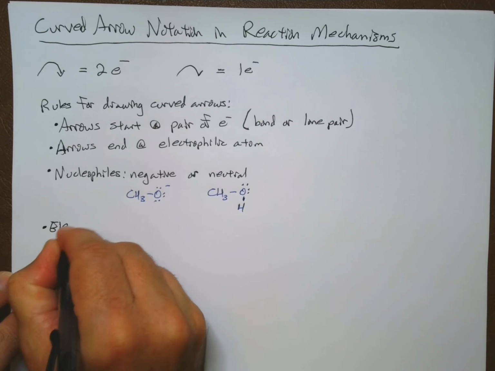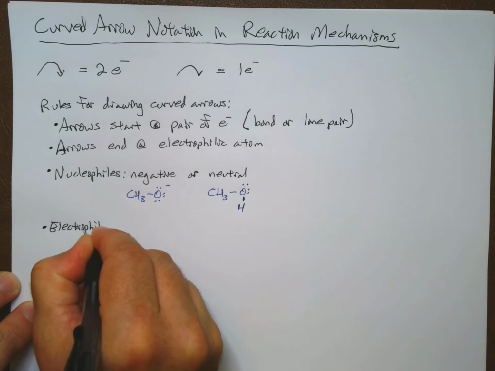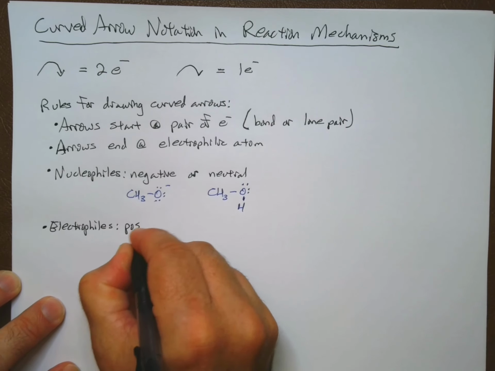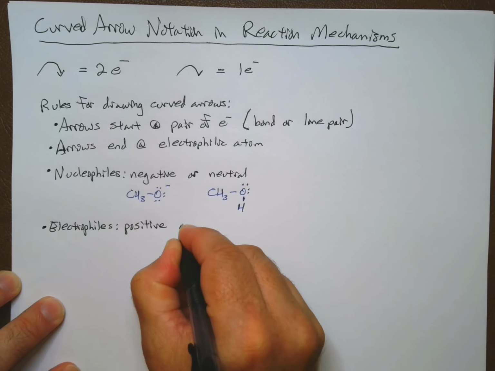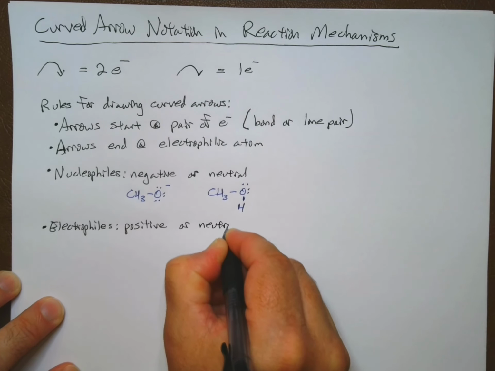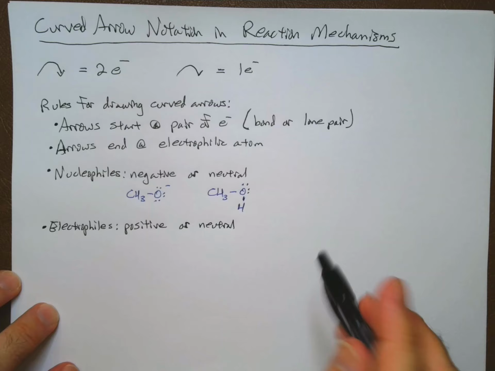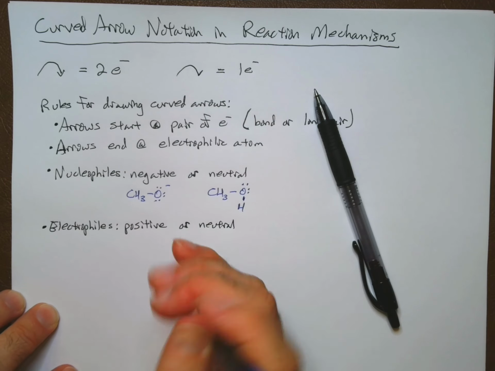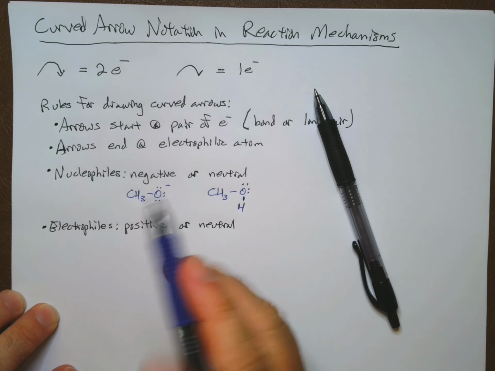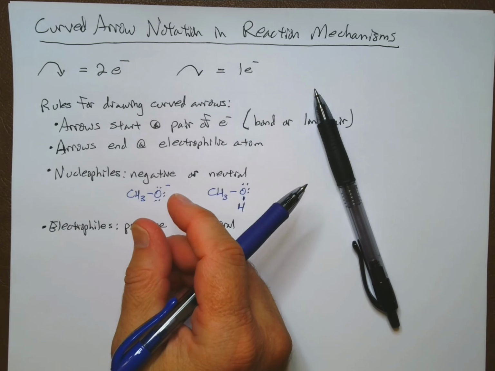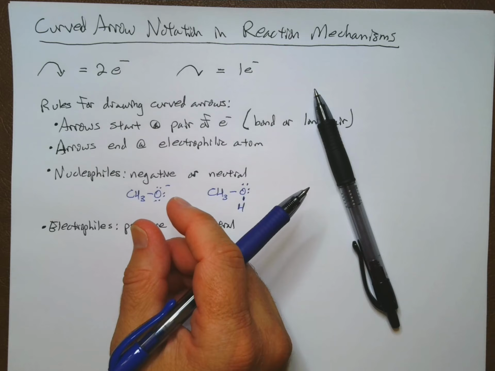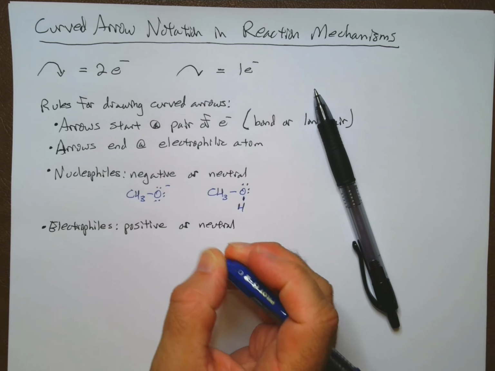Our electrophiles are either going to be positively charged or neutral. And so an example of something positively charged could be a carbocation, could be something like H3O plus.